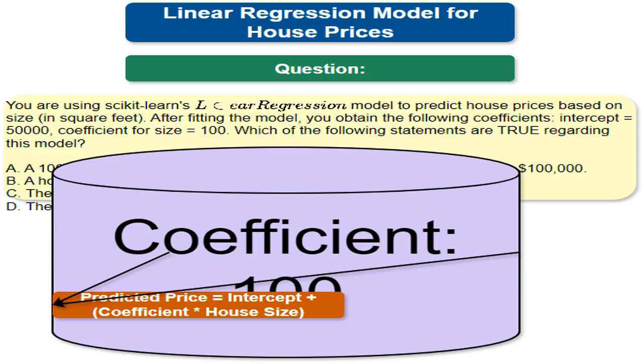The coefficient of size is 100. This means that for every 1 square foot increase in house size, we predict a $100 increase in the house price. It's the slope of our price prediction line.